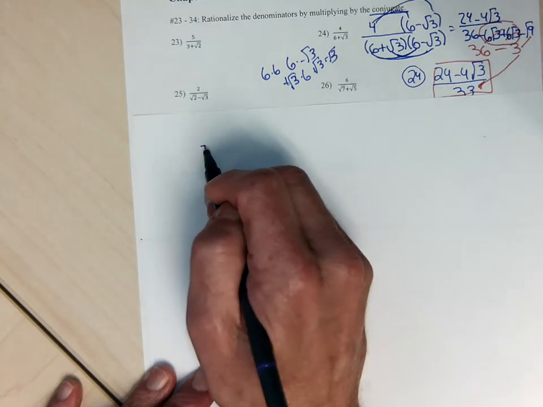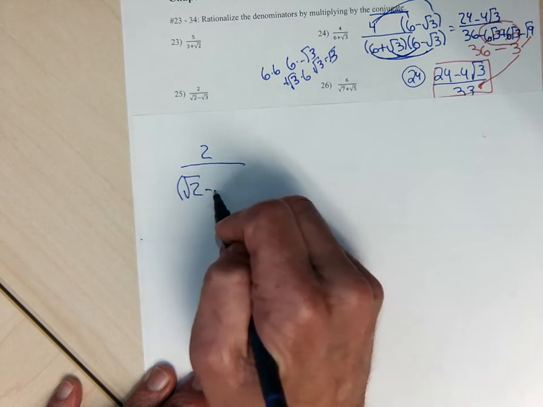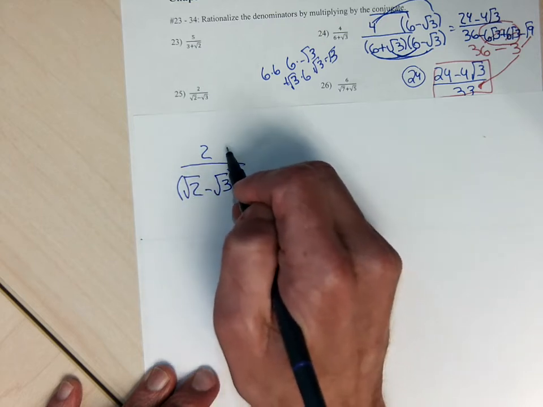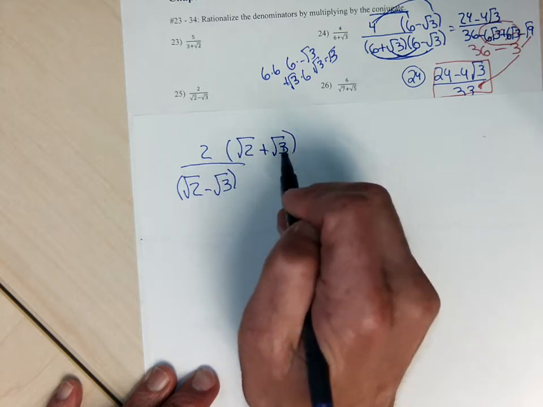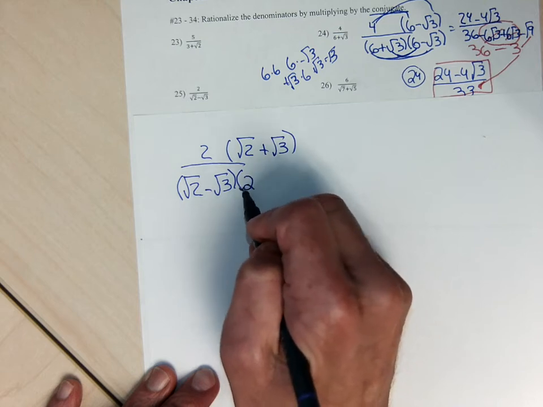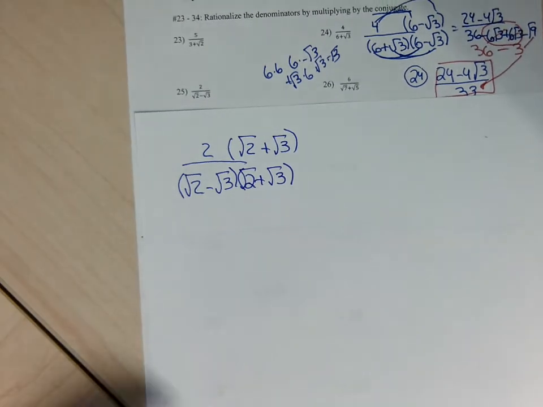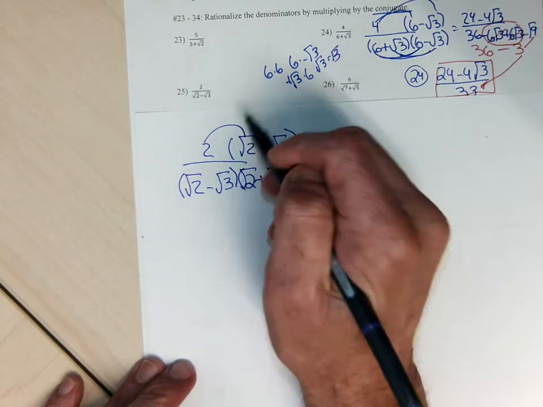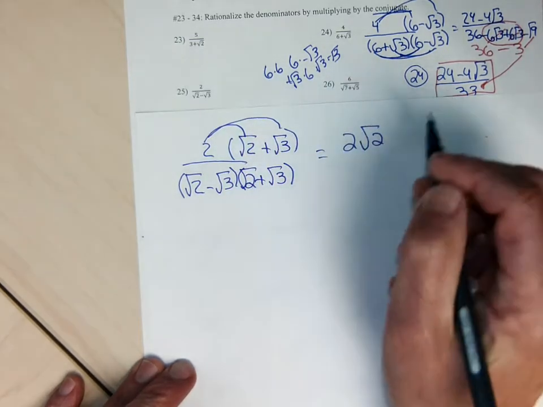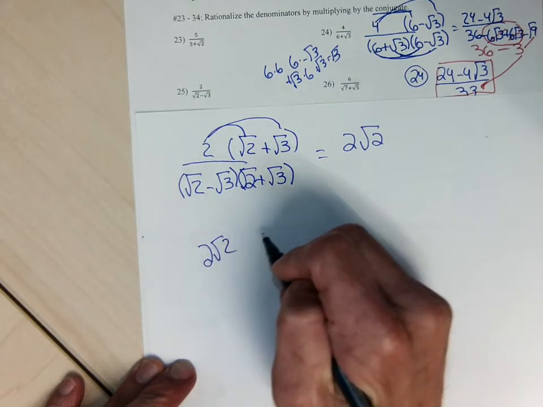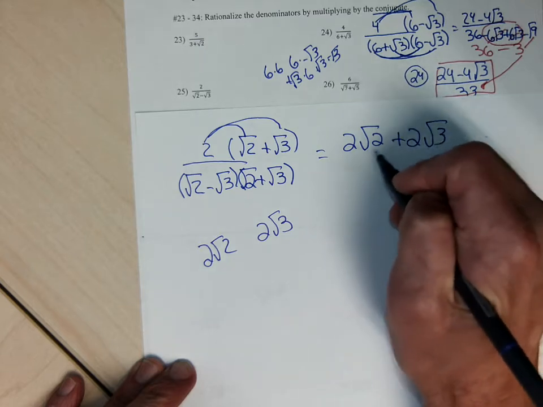In 25, I'm going to throw the denominator in a parentheses, and if there's a plus, I multiply by the denominator with a minus. If there's a minus, I multiply with the denominator with a plus. I need to change that sign. So I'm going to do the numerator, which is going to be 2 times square root of 2. And I'm just going to leave those next to each other. And 2 times square root of 3, so the numerator is just 2 square root of 2 plus 2 square root of 3.